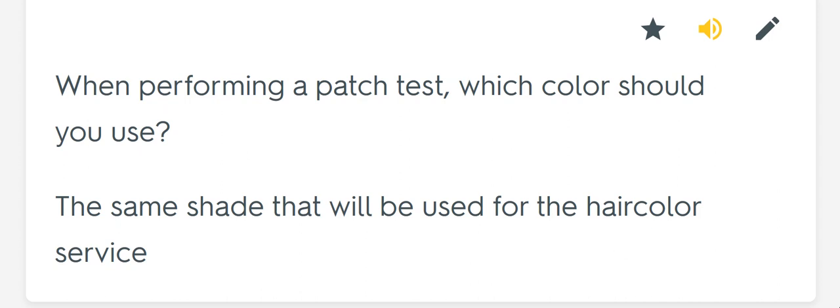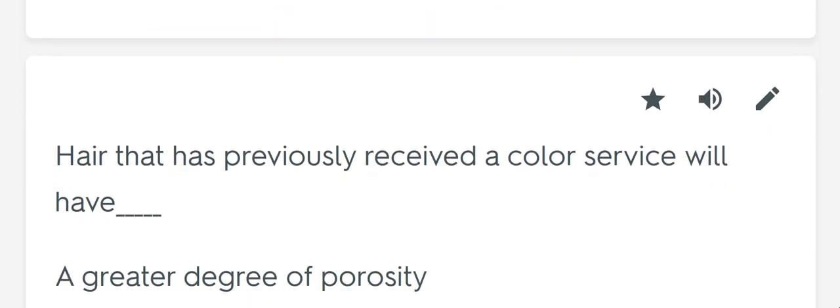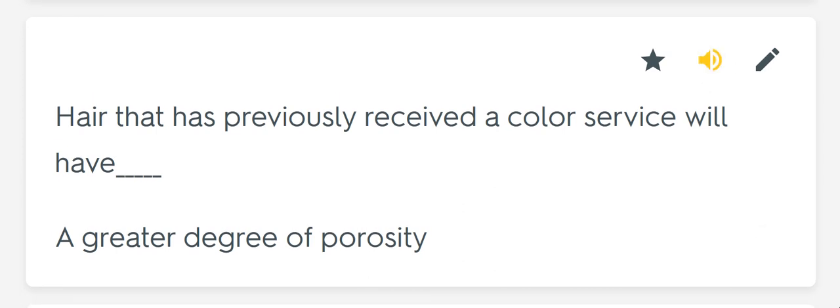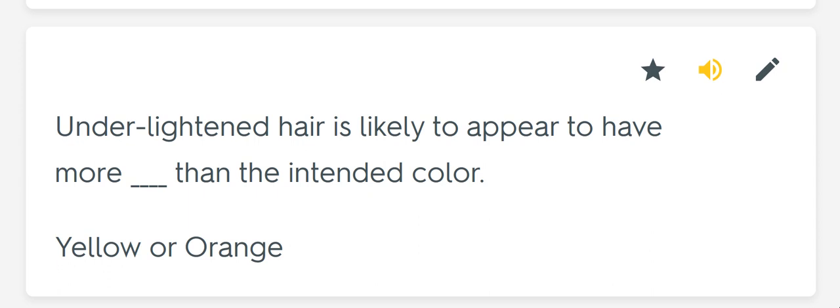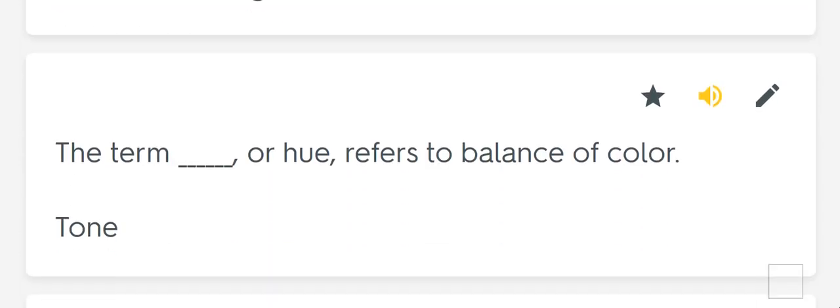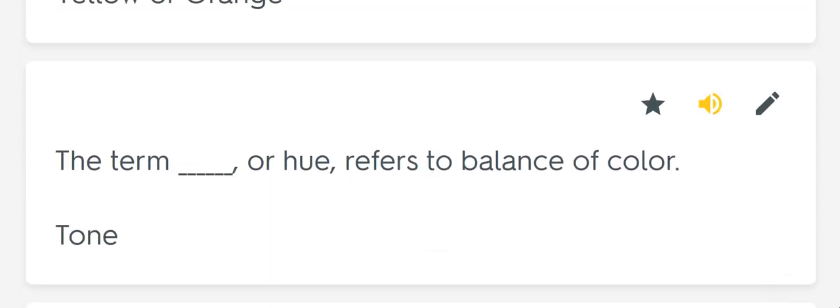When performing a patch test, which color should you use? The same shade that will be used for the hair color service. Hair that has previously received a color service will have a greater degree of porosity. Underlightened hair is likely to appear to have more yellow or orange than the intended color. The term tone or hue refers to balance of color.